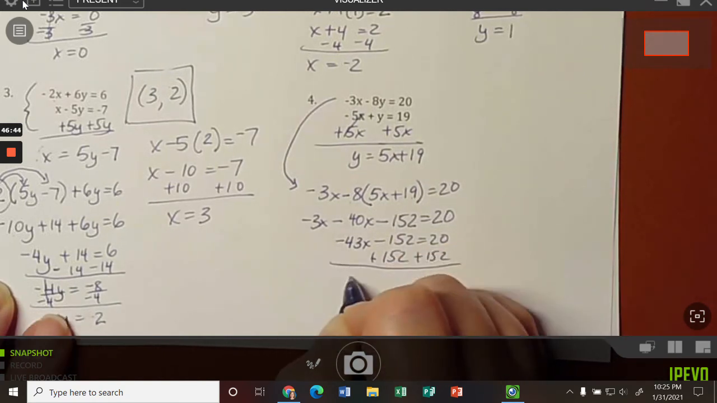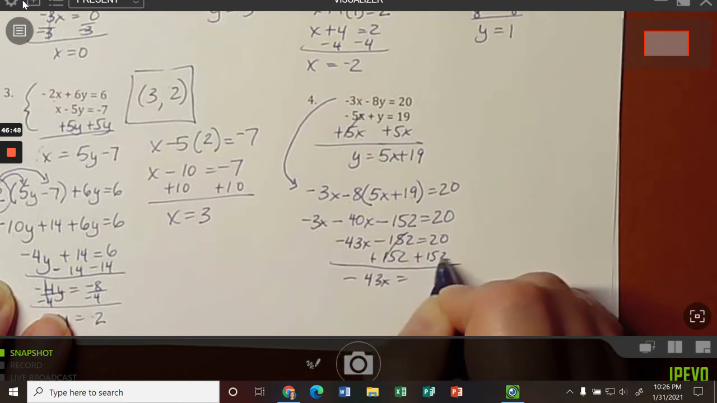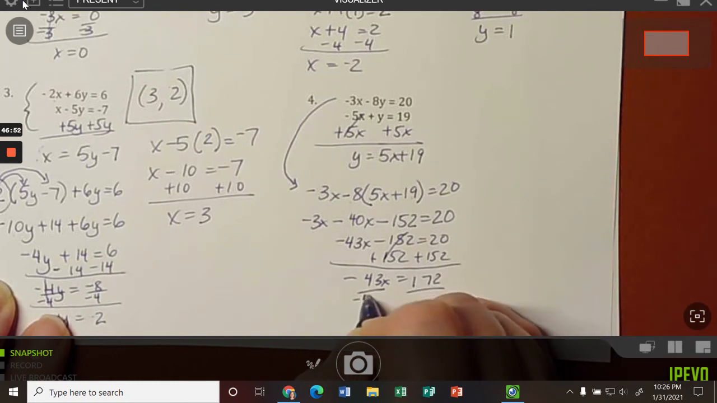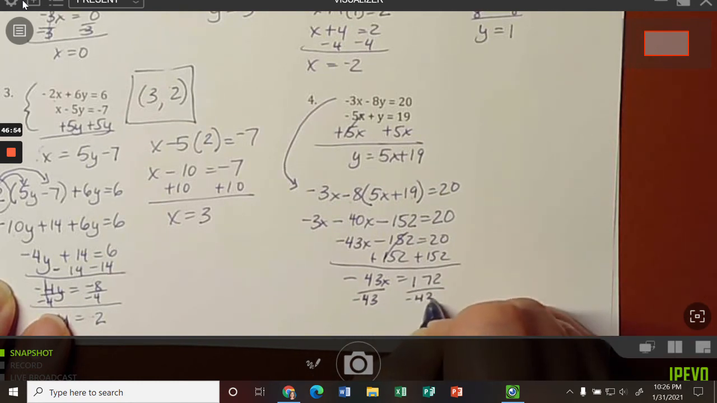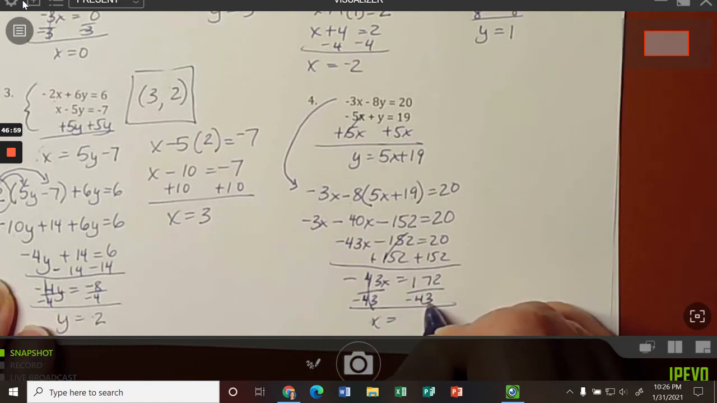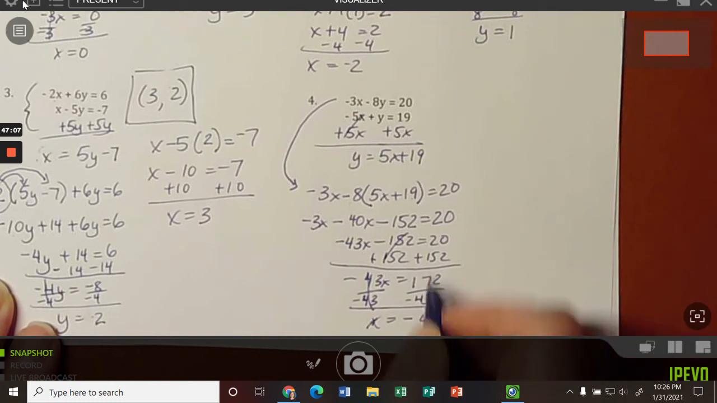This gives us negative 43x equals 172, and then divide by negative 43, and that's going to be times 4, right? Yeah, 4 times 3 would be 12, carry the 1 would give us 17. So x is equal to negative 4, okay?